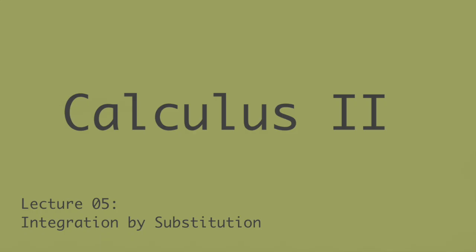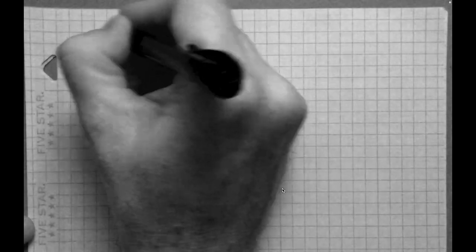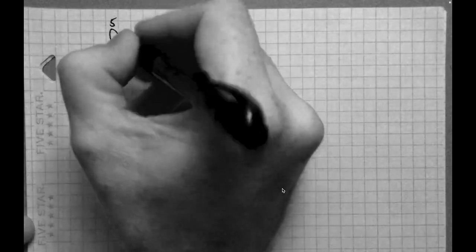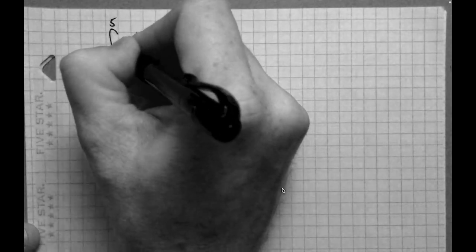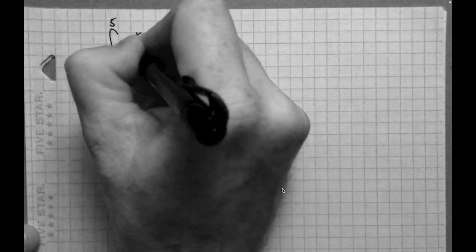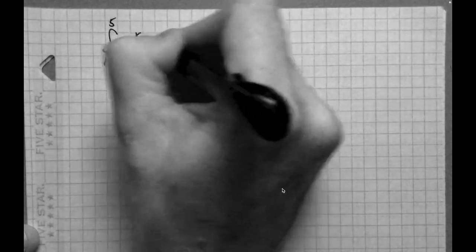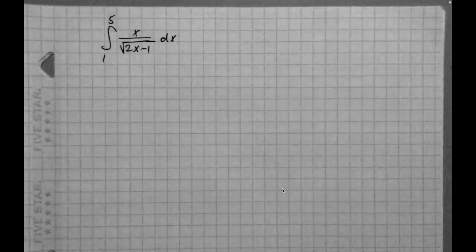And so I just want to recap the problem we just looked at. In this problem, we were evaluating the integral from 1 to 5 of x divided by the square root of 2x minus 1. Okay, so this is the integral we were looking at.